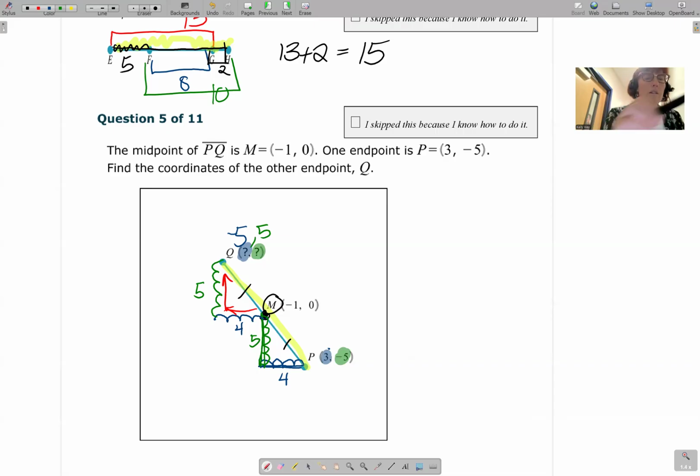And then you can check the number of units between 3 and -1 is 4 units between, and notice we're going down between here and here is 4 units. Therefore, it's midpoint. -5, 0 is 5 units. 0 to 5 is 5 units. So yes, it's a midpoint.